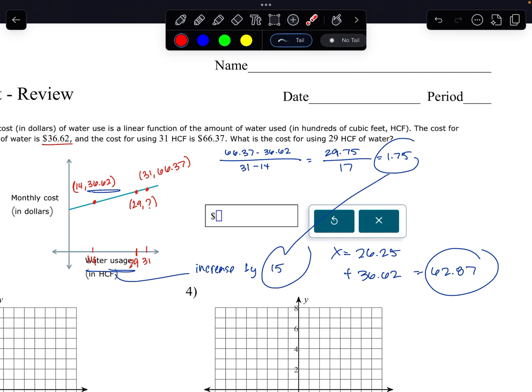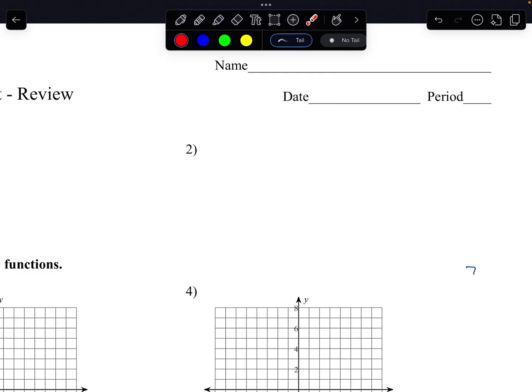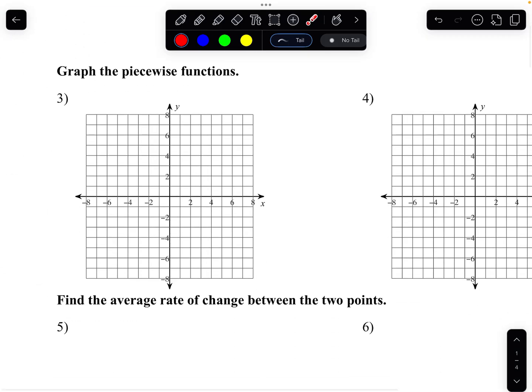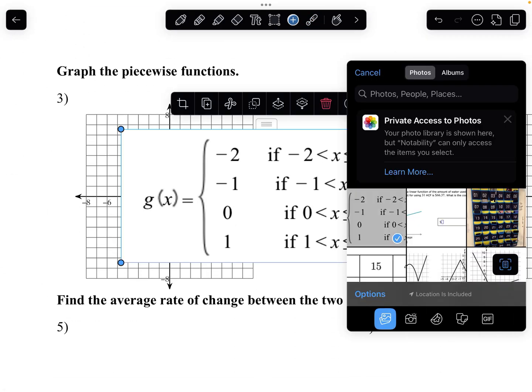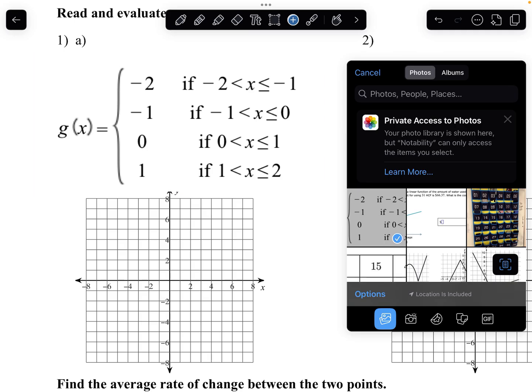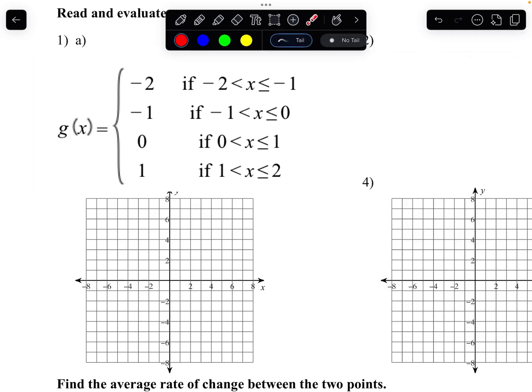Okay, and I'm going to delete all that right there. All right, so this is for my number 3. So I'm going to graph it here first, and then I'll graph it in Desmos. So graphing it here. So piecewise functions, so these are the y values. So this is a step function. Whenever you just see numbers and no variables here, it's a step function.